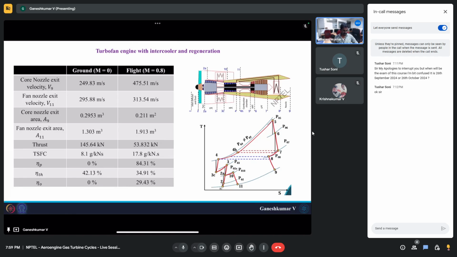So I hope this numerical on the turbofan engine with intercooler and regenerator for flight conditions would be really helpful for you. Although it may not be helpful in terms of the assignments that you're going to solve for week 9, in general it would have given you some confidence and some understanding of these concepts. If you have any questions, you can ask me.